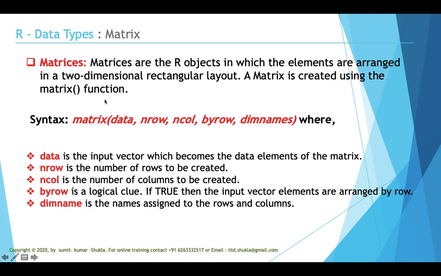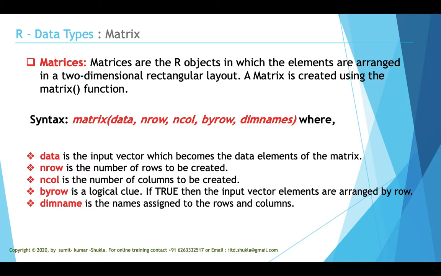In a matrix, the syntax we write is something like matrix, then we write the data, number of rows, number of columns, by row, the dimension names, where data is the input vector which becomes the data element of the matrix. nrow is the number of rows to be created. ncol is the number of columns to be created. byrow is a logical value. If you give TRUE, then the input vector elements are arranged by row. If you give FALSE, then they get arranged by the columns. That's simple. Dimnames is the name assigned to the rows and columns.